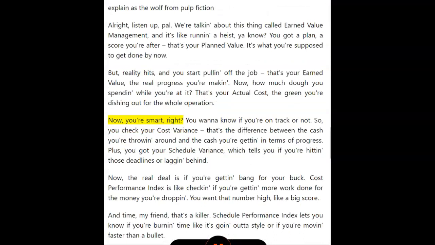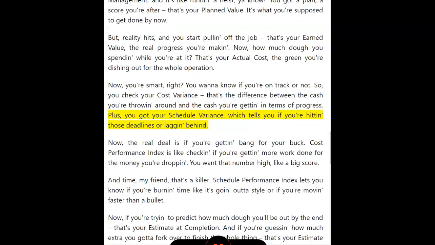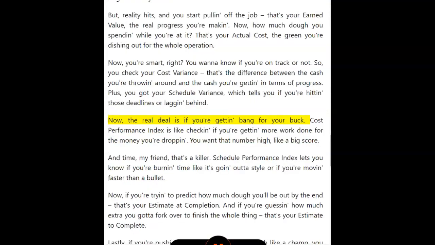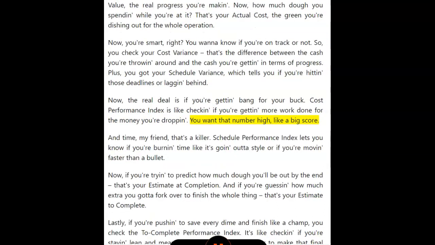Now, you're smart, right? You want to know if you're on track or not. So, you check your cost variance, that's the difference between the cash you're throwing around and the cash you're getting in terms of progress. Plus, you got your schedule variance, which tells you if you're hitting those deadlines or lagging behind. Now, the real deal is if you're getting bang for your buck. Cost performance index is like checking if you're getting more work done for the money you're dropping. You want that number high, like a big score.